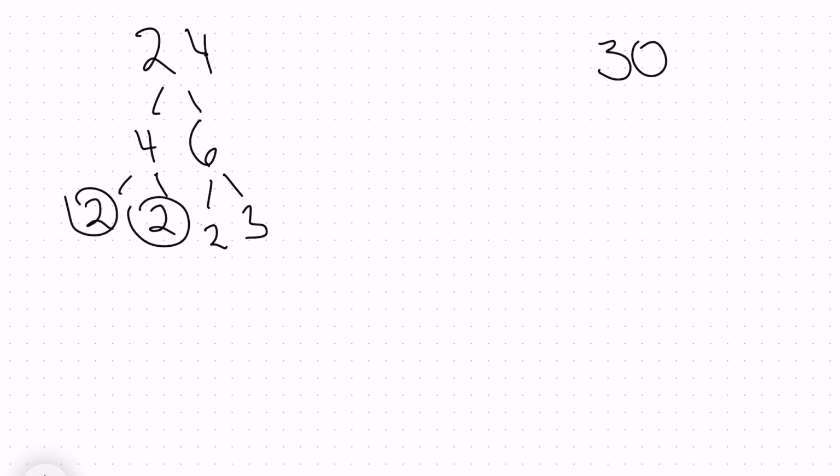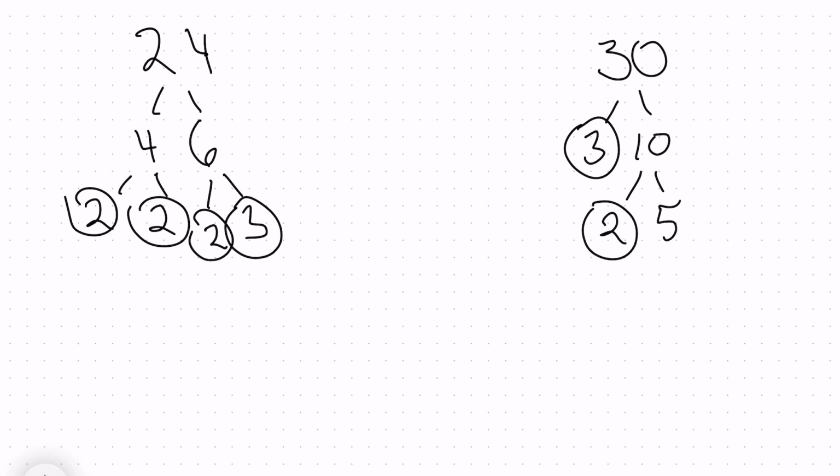All right, the first thing that I'm going to do is split 24 between 4 and 6. I'm going to split 4 between 2 and 2, and split 6 between 2 and 3. And then I'm going to circle the prime numbers, make sure all the ends are prime, and I'm going to split 30 by 3 and 10. 3 is prime. And I'm going to split 10 using 2 and 5. And both of these numbers are prime as well.